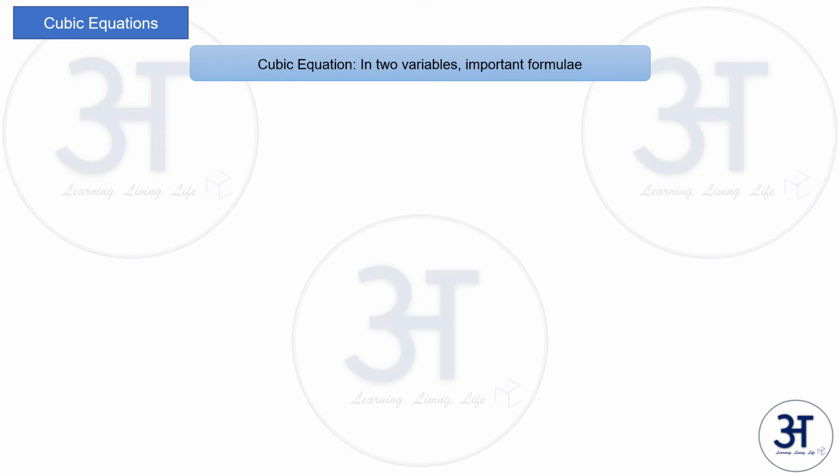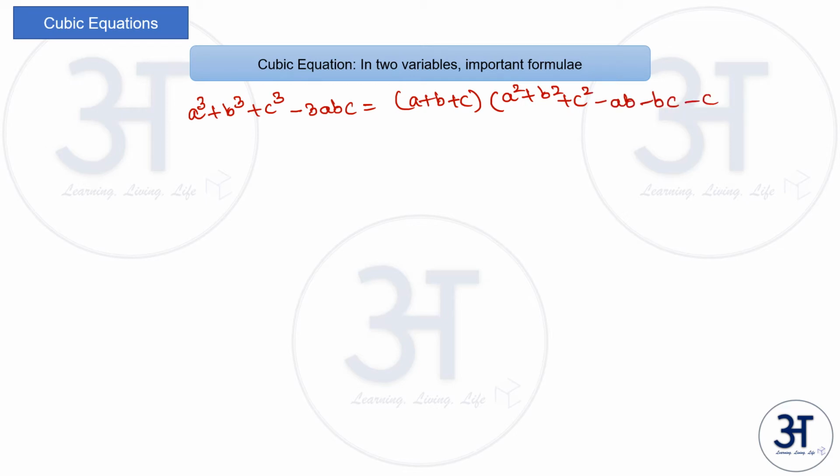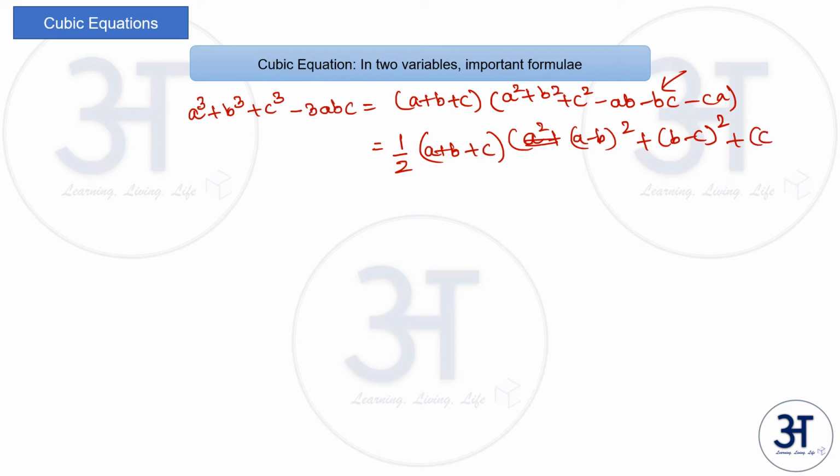So that is nothing but a cube plus b cube plus c cube minus 3abc is equal to a plus b plus c into a square plus b square plus c square minus ab minus bc minus ca. This can also be rewritten, dividing and multiplying this term by 2, as half into a plus b plus c into a minus b whole square plus b minus c whole square plus c minus a whole square.